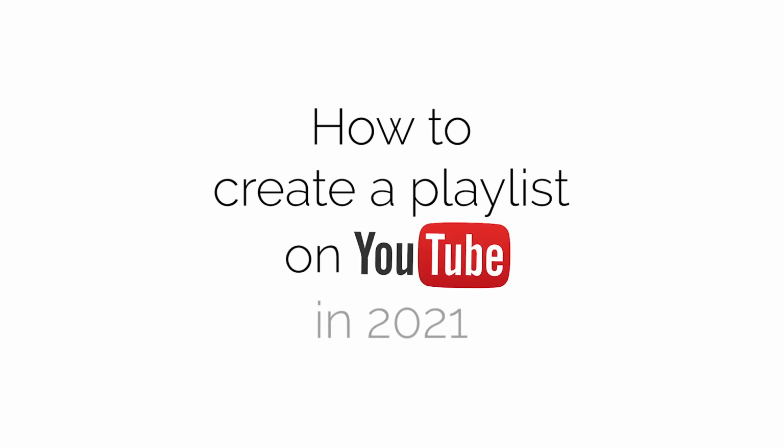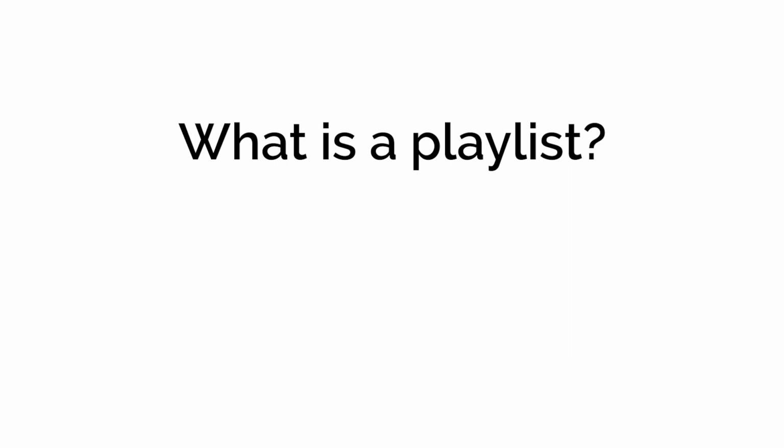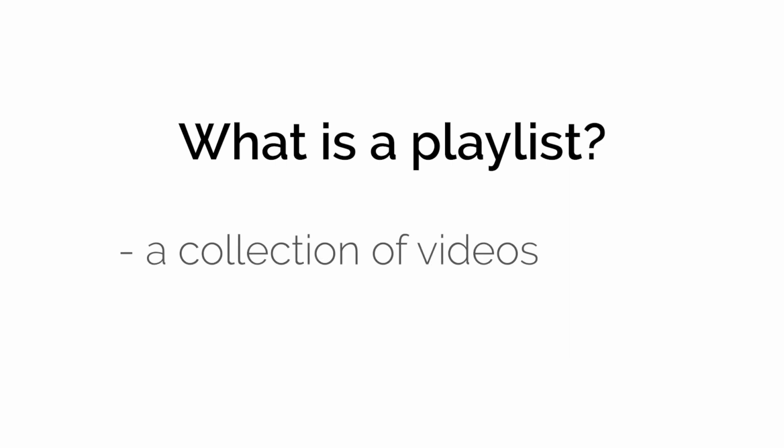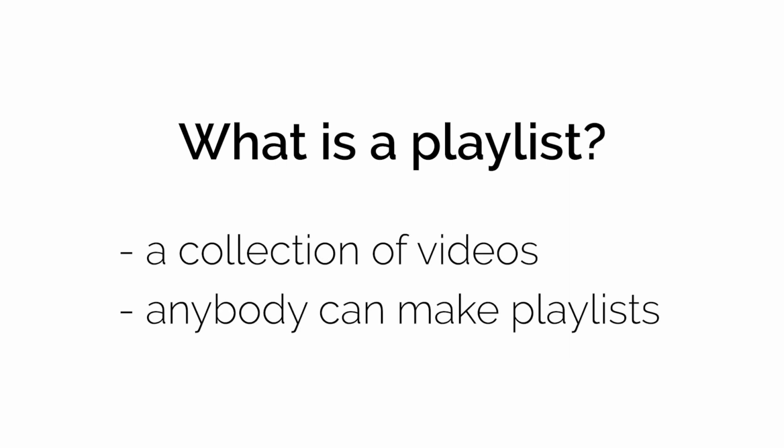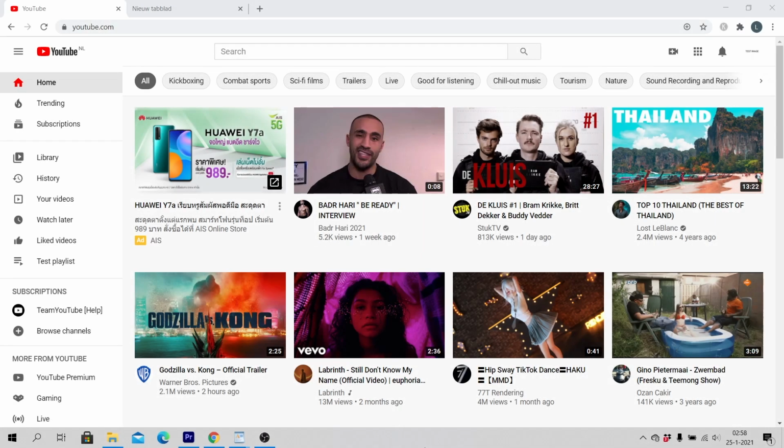In this video, you will learn how to create a playlist on YouTube in 2021. What is a playlist? A playlist is a collection of videos. Anybody can make playlists. How to create a playlist? First, you must find a video to be in the playlist. For example, Chaweng Beach by Drone.